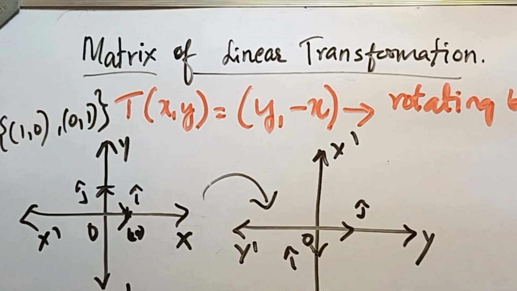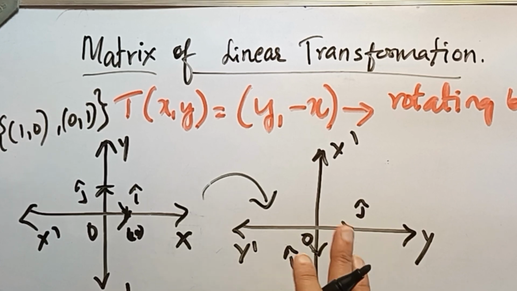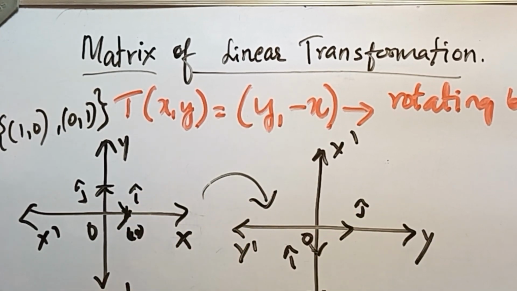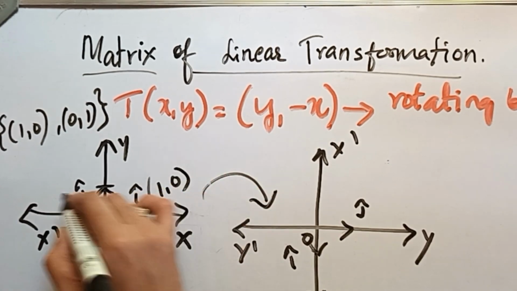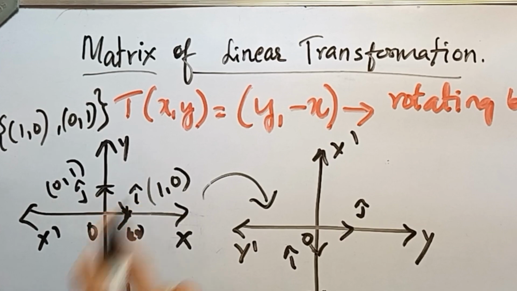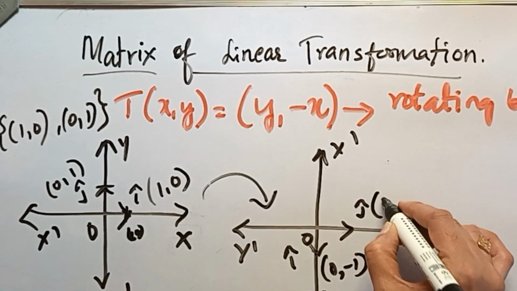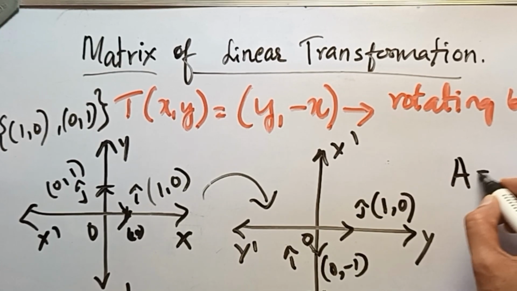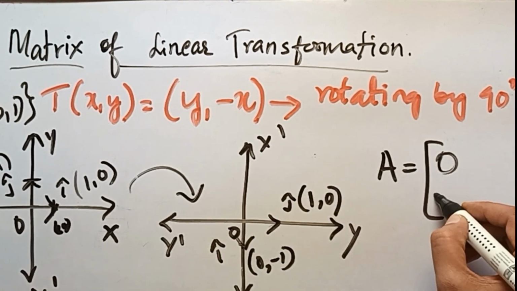So the matrix of a linear transformation means you have to find out where i cap and j cap land after applying that linear transformation. Initially the positions of i cap and j cap are (1, 0) and (0, 1). Now they are at (0, minus 1) and (1, 0). So you have to write it in matrix form where i cap lands. What is the new position of i cap after applying the transformation? That is (0, minus 1).